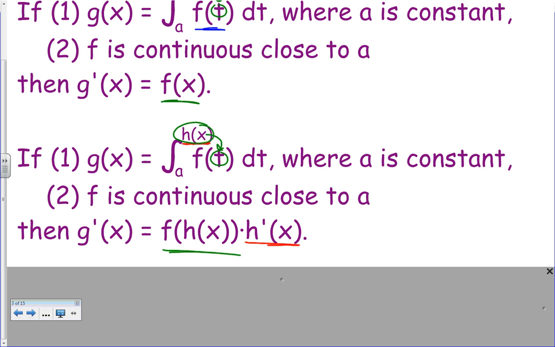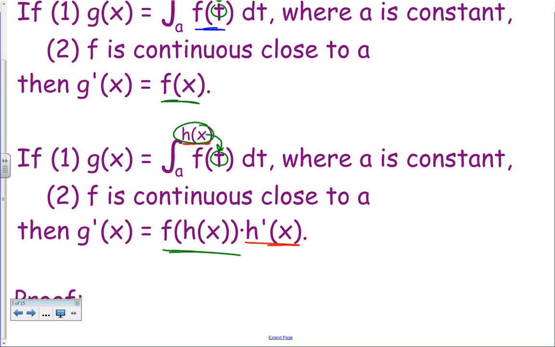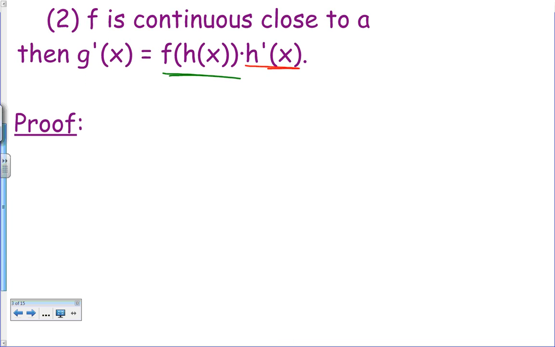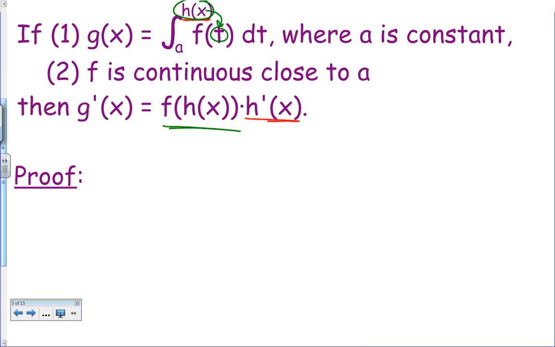All right, let's take a look at the proof of this second form. Let me just give myself a little room here to work. So again, we're going to take this theorem, the second form of the fundamental theorem of calculus, the derivative of an integral form, and see if we can prove why this is true. We saw in that last example that it looks like that's the case. Let's see if we can actually prove this.